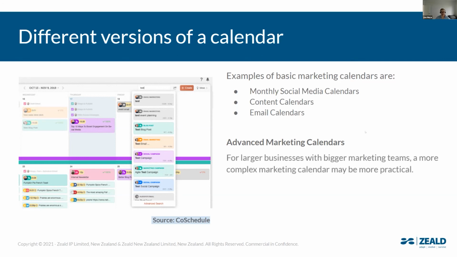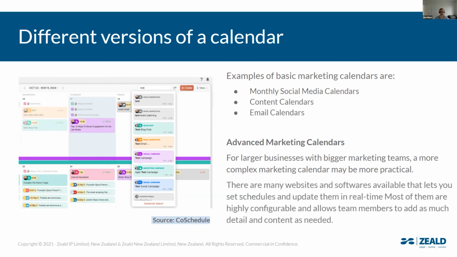Advanced marketing calendars. So for larger businesses with bigger marketing teams, a more complex marketing calendar may be more practical. So there are many websites and softwares available that let you set schedules and update them in real time. Most of them are highly configurable and allow team members to add as much detail and content as needed. So these are more like your project management softwares, where you're able to put in a card and say, these are the campaigns for this month, and here's a breakdown of every task that needs to be done under it. So that's what you're looking at there. As I said, it's mostly for larger businesses or those with bigger marketing teams, because it will be more practical for what they need to achieve, whereas a basic marketing calendar generally suffices most businesses.